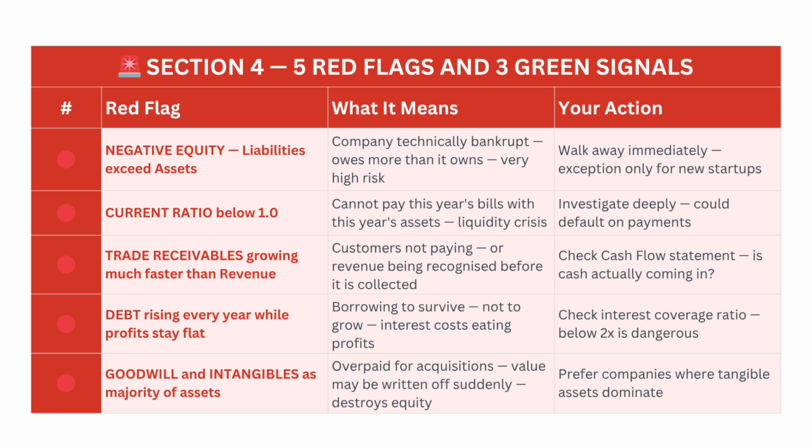Red flag number 1, negative equity. What it means: liabilities exceed assets, and the company is technically bankrupt, owing more than what it owns. Very high risk. What is your action? Walk away immediately. Exception only for new startups. Then number 2, current ratio below 1. It cannot pay this year's bills with this year's assets.